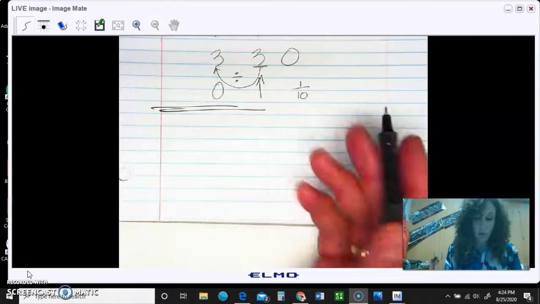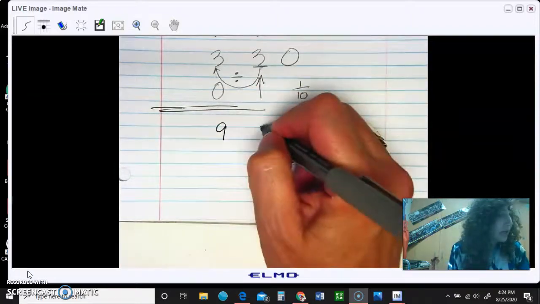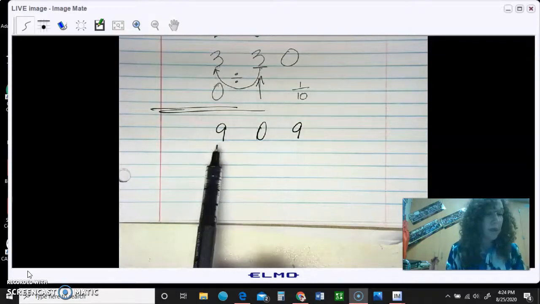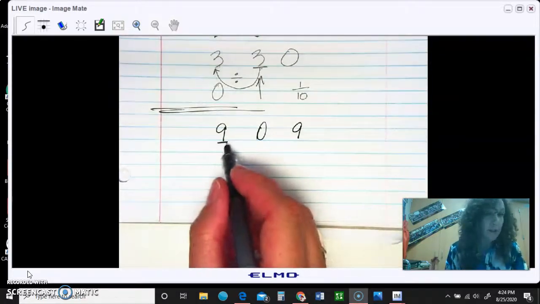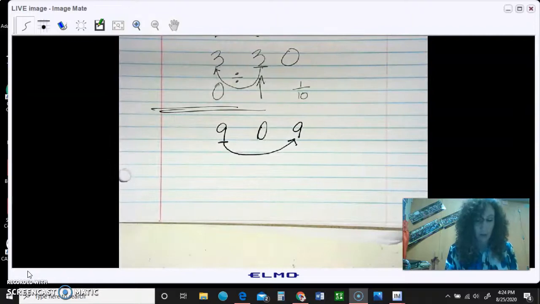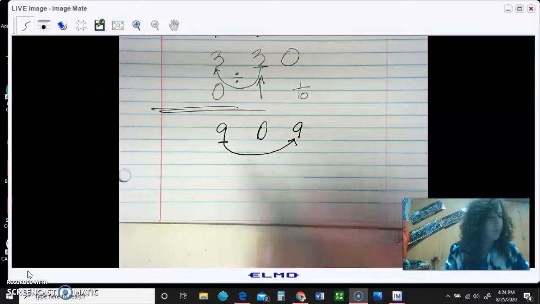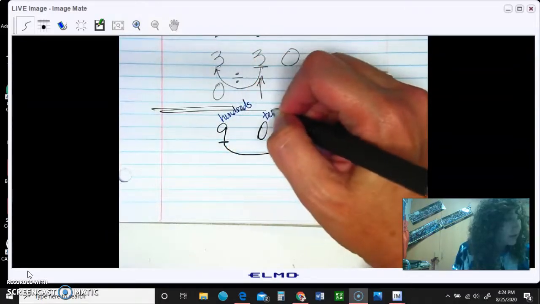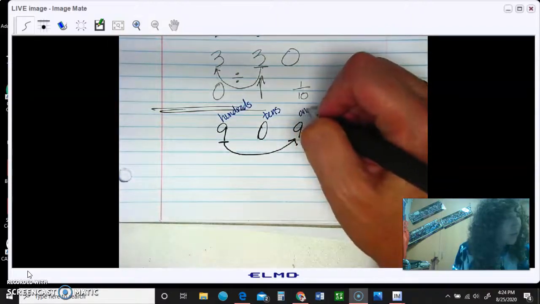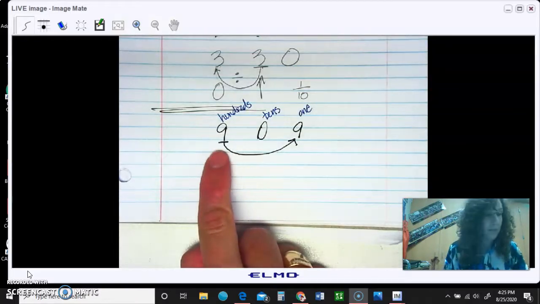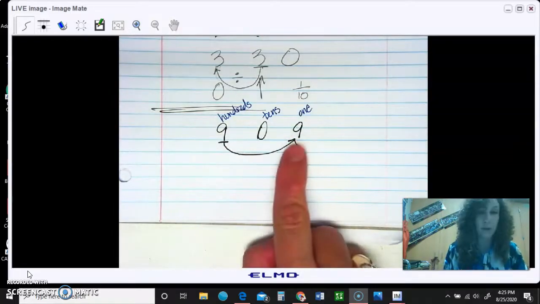Okay, so we're going to do 909. And I want you to tell me what is the relationship of the value from the first 9 to that 9. Okay, so keeping in your head, this is the hundreds position, this is the tens position, and this is the ones position. So the value of that first 9 is 900. The value of that 9 is just 9 because it's in the ones place, right?